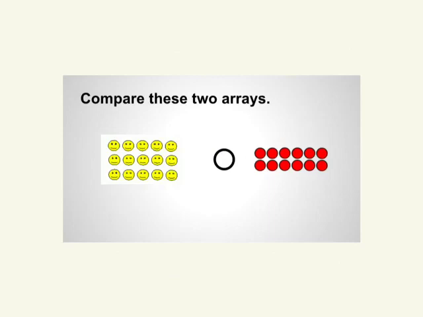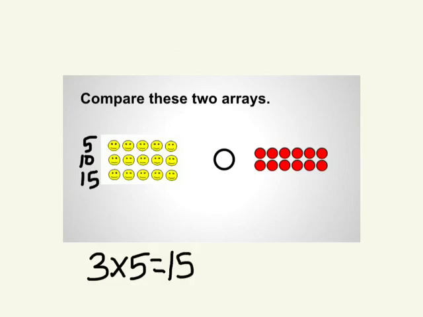All right, let's check and see how you did drawing these two arrays. All right, let's write the equation. Let's count our rows. 1, 2, 3. Do you have 3 rows of, and let's check. 1, 2, 3, 4, 5. I have 3 rows of 5. Count by fives. 5, 10, 15. 3 rows of 5 equals 15.